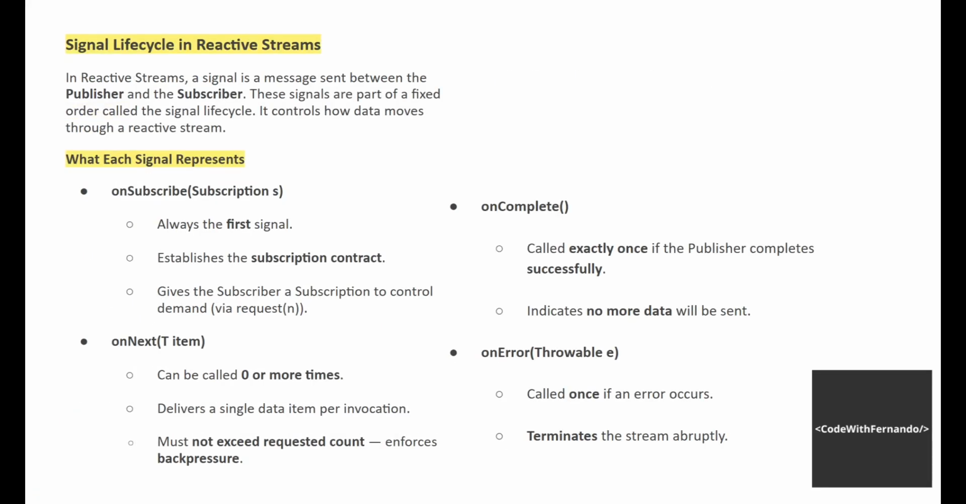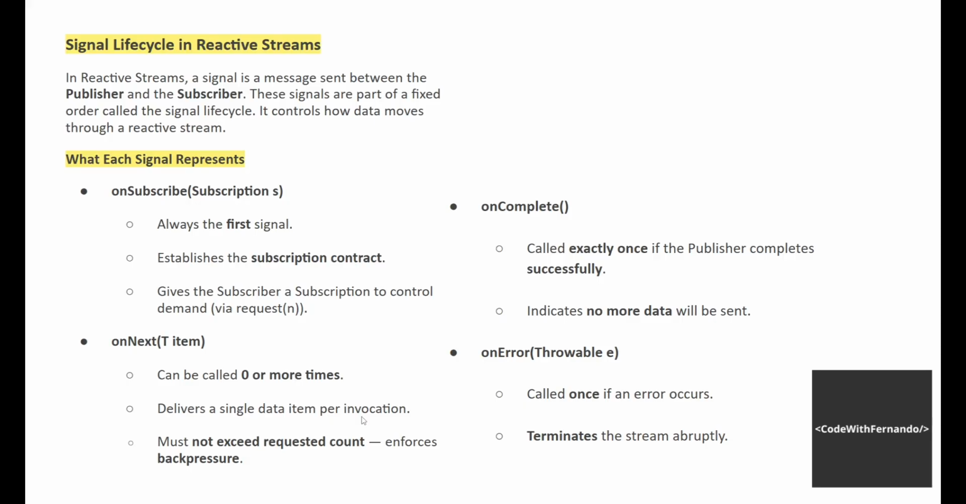Let's continue with the signal lifecycle in Reactive Streams. A signal is a message sent between the publisher and the subscriber. These signals are part of a fixed order called the signal lifecycle. It controls how data moves through the reactive stream. So what does each signal represent? We have four steps. The first one is onSubscribe. This is always the first signal. It establishes the subscription contract. Then we have onNext, which can be called 0 or more times. It delivers a single data item per invocation.